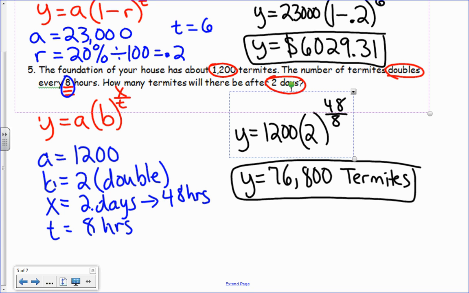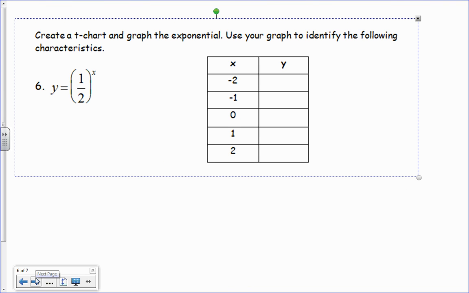All right, swapping gears for a second. Let's look at a problem where we're going to graph an exponential, and then we're going to name its characteristics. So on your calculator, it says create a t-chart and graph the exponential. Use your graph to identify the following characteristics. Well, what we need to do here is hit y equals, and then y1 we're going to hit left parenthesis, math, left, enter, so we can type in that fraction 1 over 2, right parenthesis, and then to get the exponent up here, we have to hit the caret button, which is right above division, and then we hit the letter x, which is right next to alpha.